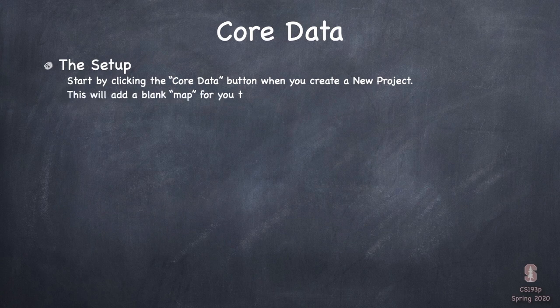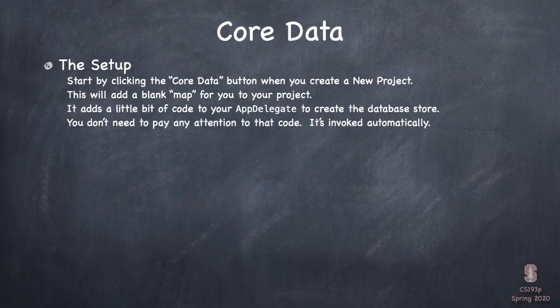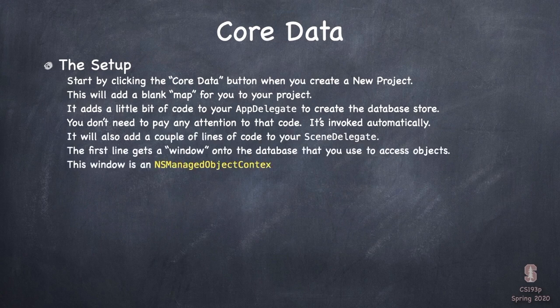So what does this button do? Well, it creates a blank map for you. This map that I told you has a built-in editor. You get a blank one of those so you can start adding your objects and your vars. It adds a little bit of code to your app delegate, which I'll show you in the demo. You haven't seen it yet. There's really nothing much of interest in there to us, but it does add this little bit of code that creates the database store, the actual SQL database that the stuff is going to be stored in. So you don't ever need to go look at that code. It just all happens automatically. I just want to let you know that it does do something in there.